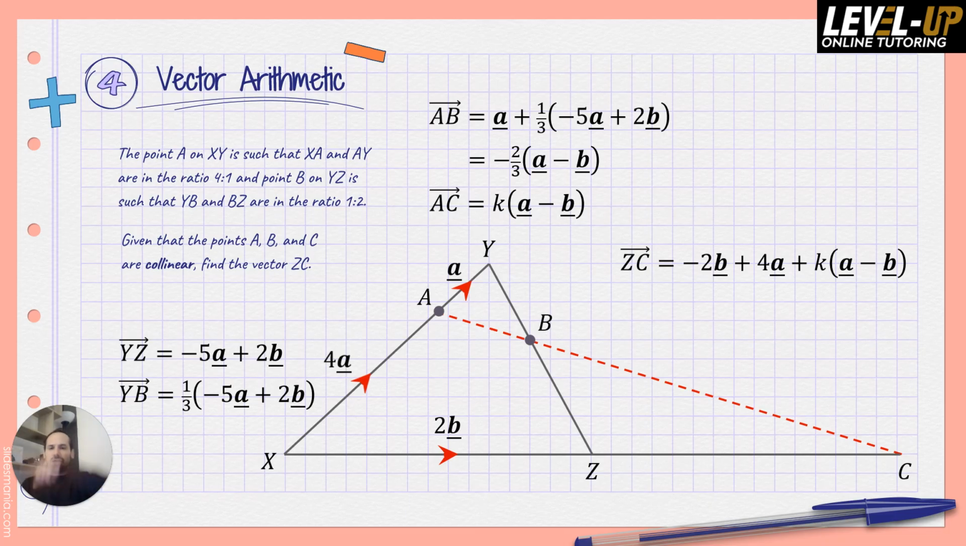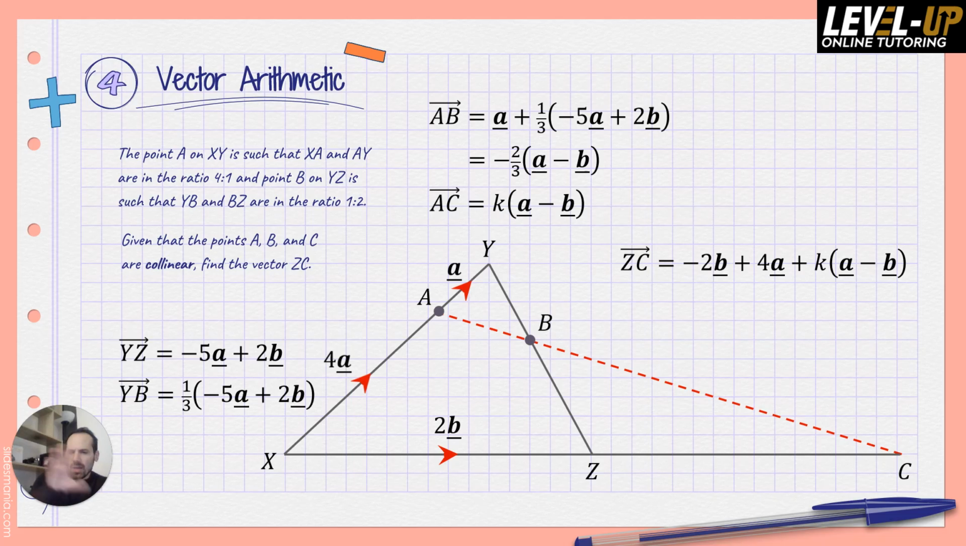So Z to C, we could now get an equation for that in terms of K. Okay, we're going a bit around the houses here. So rather than going from Z to C, we're going from Z to X, which is minus 2B, then from X to A, which is plus 4A, and then finally from A to C, which we've got in terms of this K, K lots of A minus B. So that's what we're doing there.